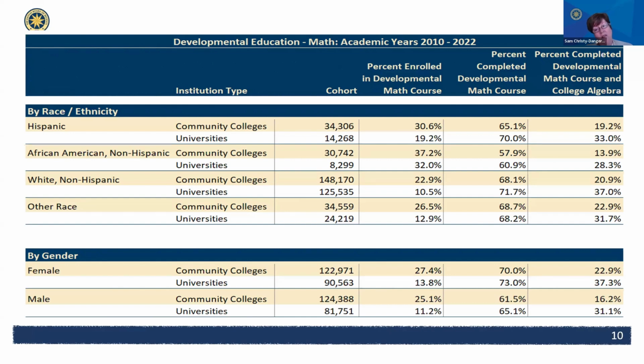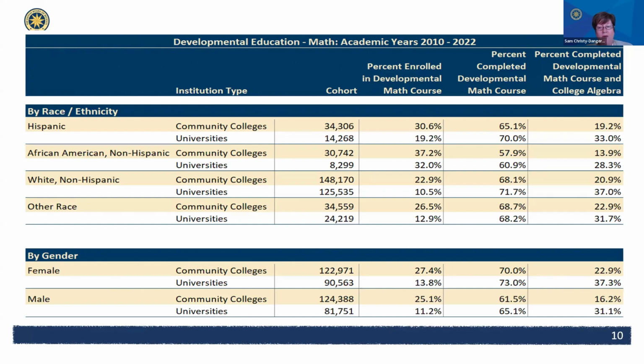Then take a look at the column on the far right-hand side. It shows the percentage of students who successfully completed both the developmental math course and the college algebra course. None of these percentages are great, but you can see that Hispanic and African American students did not fare even as well as white students in this endeavor.